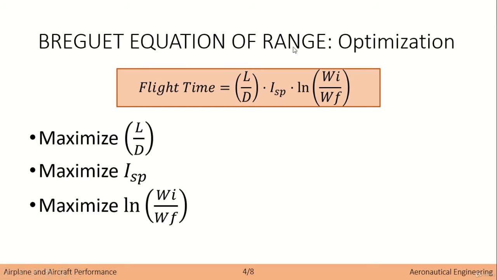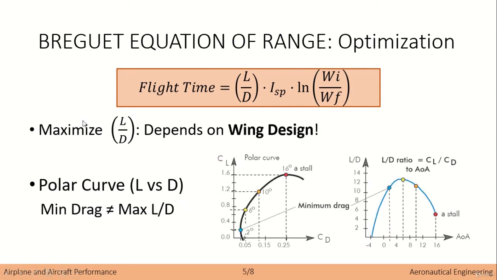And by this, what I mean is we need to maximize the lift to drag ratio, we need to maximize the specific impulse, and we need to maximize the Napierian logarithm of the ratio between the initial weight and final weight. Now, let's start by maximizing the lift to drag ratio. This ratio will actually depend on the wing design. As we saw, airfoils are the way to relate the lift and drag.